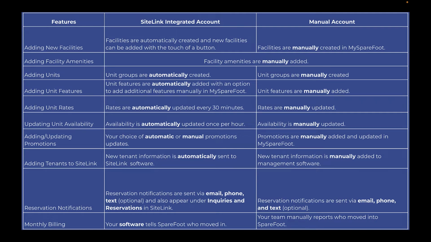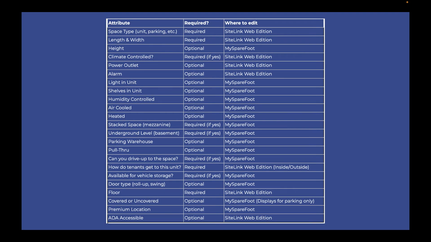SpareFoot needs to know the full scoop about each of your units. What are the dimensions, the price, are they inside or outside? Are they available for vehicle storage? Some of this information is set in SiteLink Web Edition, while some is set in My SpareFoot. If you're looking at your units in My SpareFoot, you'll see that some attributes are grayed out and cannot be edited. These are the attributes that must be correctly labeled in SiteLink Web Edition. Here is a full list of unit attributes and where to edit the information.